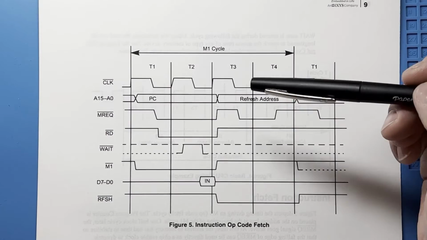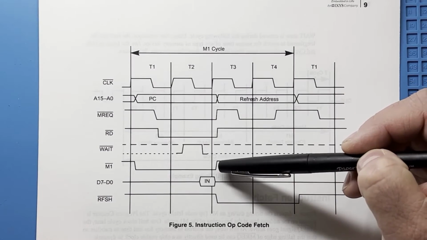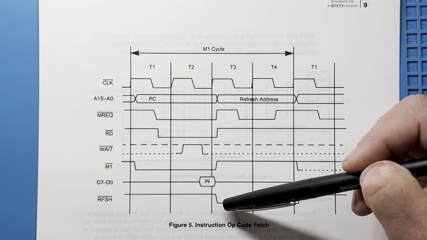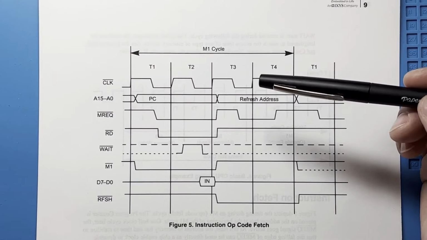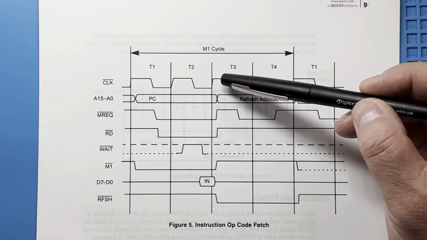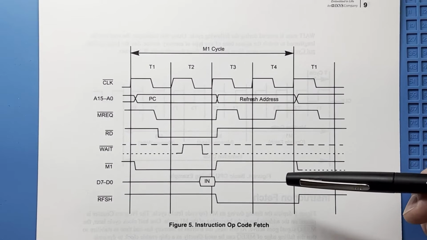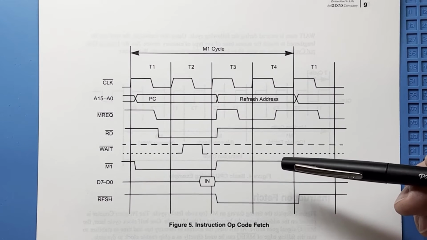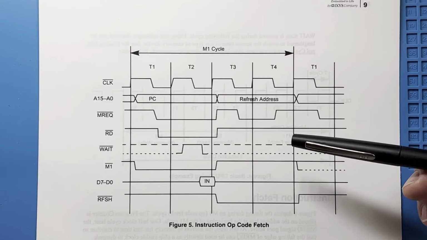register. On the rising edge of T3, the MREQ, the read, and the M1 go inactive, and refresh goes active. As I mentioned before, I won't spend any time on this since it's not used in the system. But also during T3 and T4, the opcode that was loaded into the instruction register is executed in parallel to the refresh. And that's the entire M1 cycle, and in this case, the entire command.